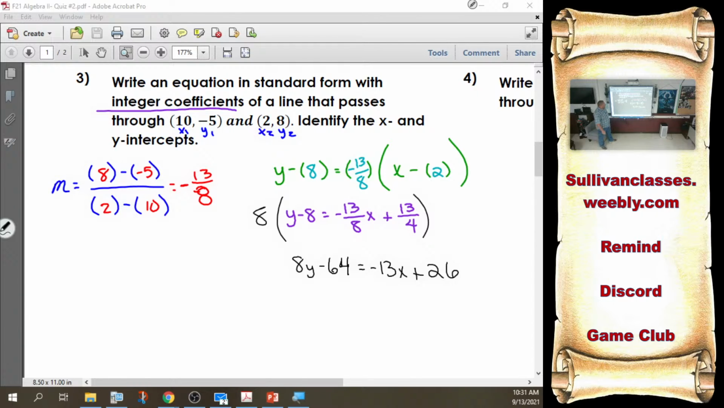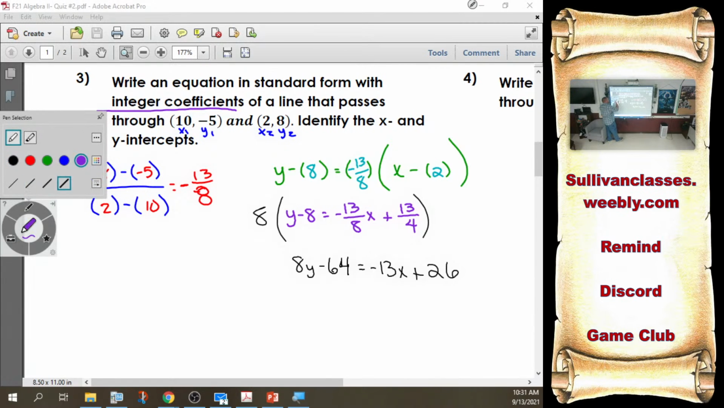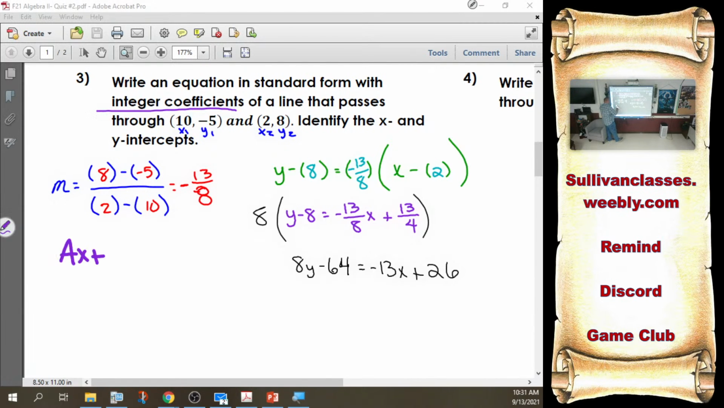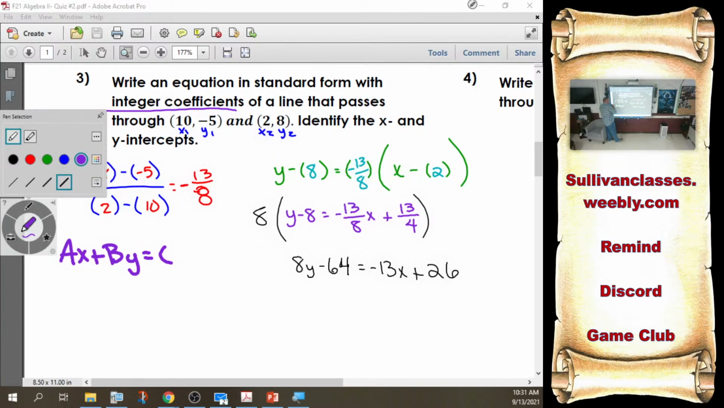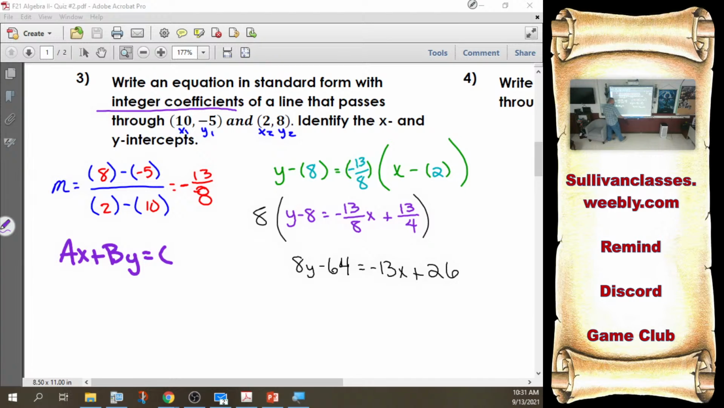Okay, now I want standard form. What does standard form look like again? ax plus by equals c. So I'm almost there. I'm going to add 13x over and add 64 over is 90. Cool, I did it. Move on to the next problem.